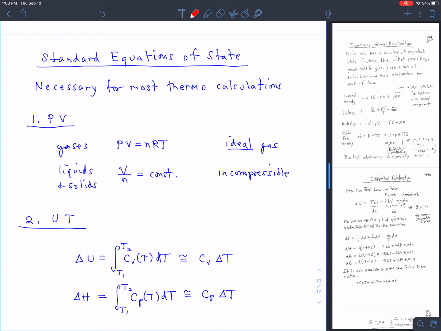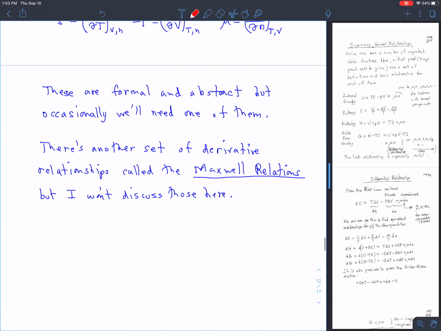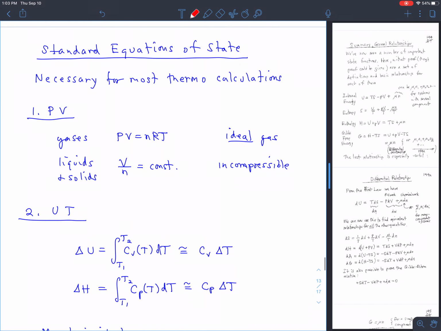These relationships aren't so formal and aren't so abstract. They're much more concrete. They're actually necessary for almost... we've been using relationships like this all along. I just haven't identified them as members of a class before, but now I'm grouping them all together and saying, let's call this group of relationships the standard equations of state.